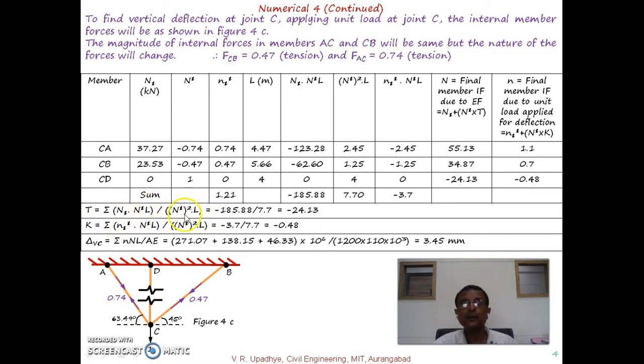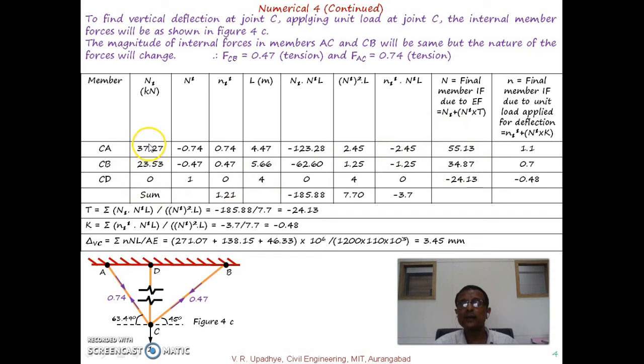So this total, what we have done over here is N1 N dash L. The summation of that is calculated as 185.88, and this capital N dash square L is 7.7. If we calculate this, it gives us capital T as minus 24.13. So this is calculated. If we know this, then we get the corrected internal member forces.